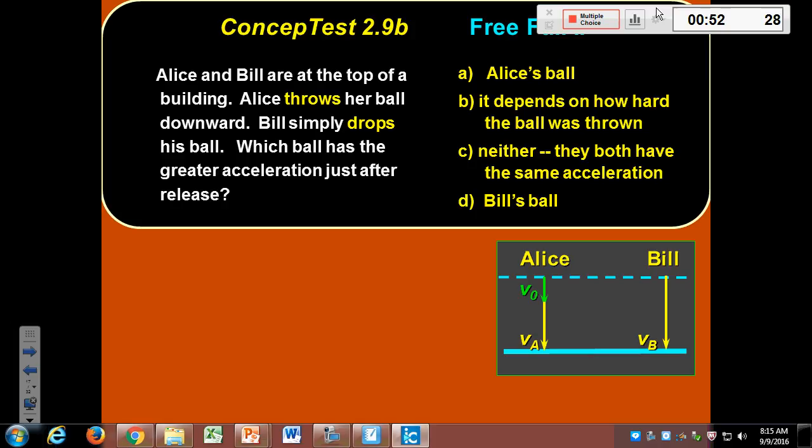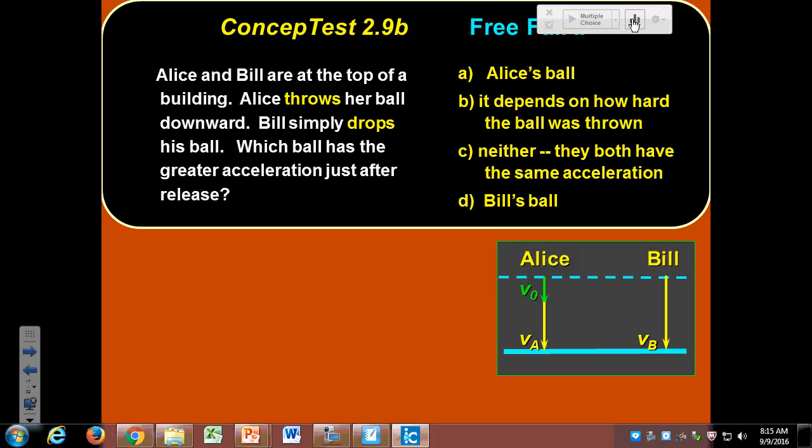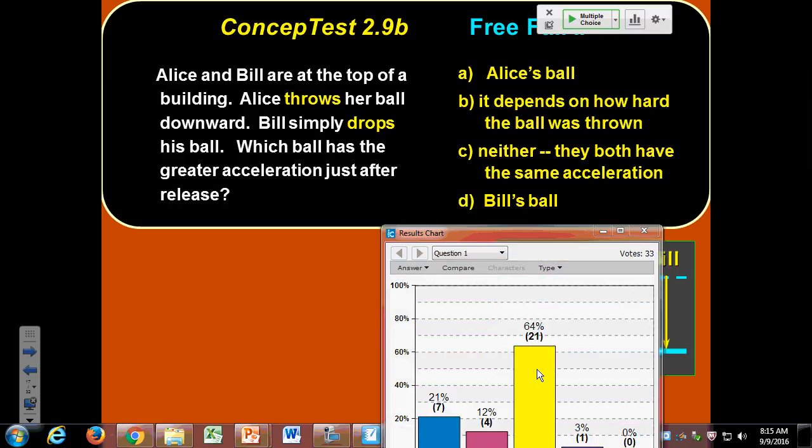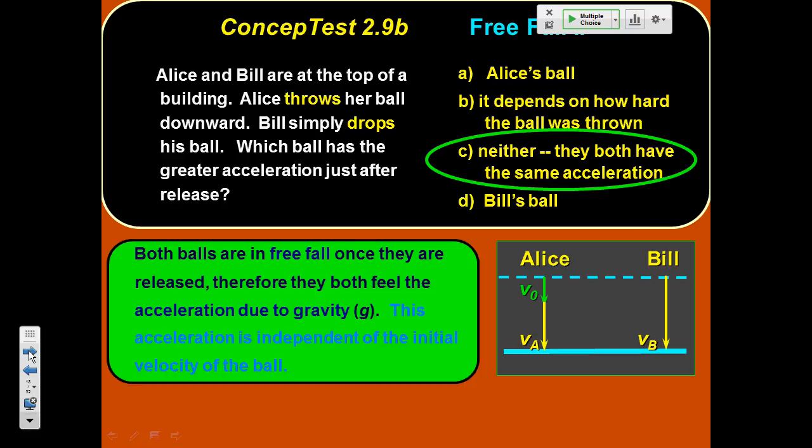Okay, good. C is right. They're both going to have the same acceleration. They're in free fall. Alice's is going to be going faster, but they're both going to be accelerating at the same rate. Just because something's going faster doesn't mean that it's accelerating faster. It just means that it's traveling faster. Acceleration and velocity are different things. And when you're in free fall, you will always have the same acceleration.